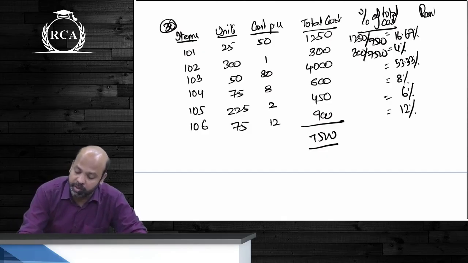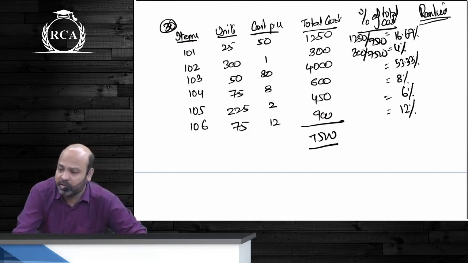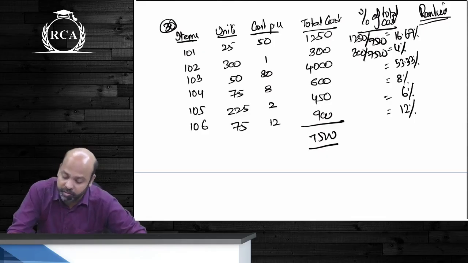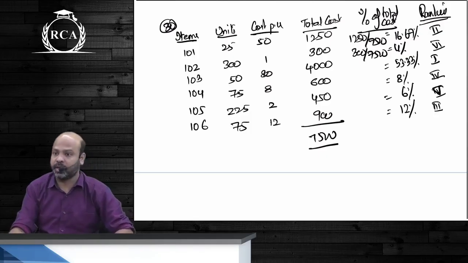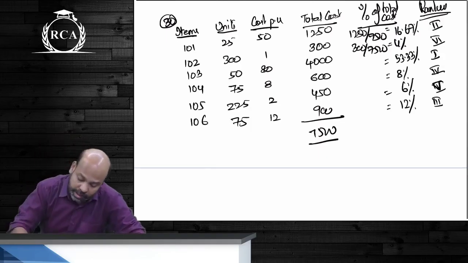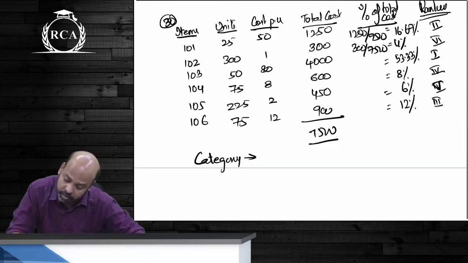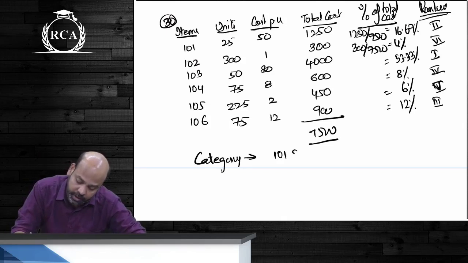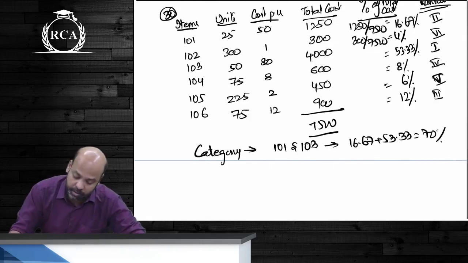They have asked us to rank them, guys, on the basis of the percentage. Obviously the first ranking will go to the item that has the highest percentage. So that is 53.33, 16.67, 12%, 8%, 6%, and 4%. This will be the ranking, guys. Which items will you put in Category A? Category A is 15% and above. 101 and 103, guys. Collectively, it will be 16.67 plus 53.33. These inventories have 70% of total cost.